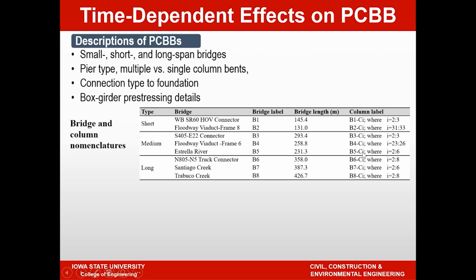So when I refer to some of the results, I will say in bridge B4, column C12 experiences, and you can relate that back to the different structures that we have evaluated. B1 and B2 are short span, B3, B4, B5 are medium span, and B6, B7, B8 are long span bridges.